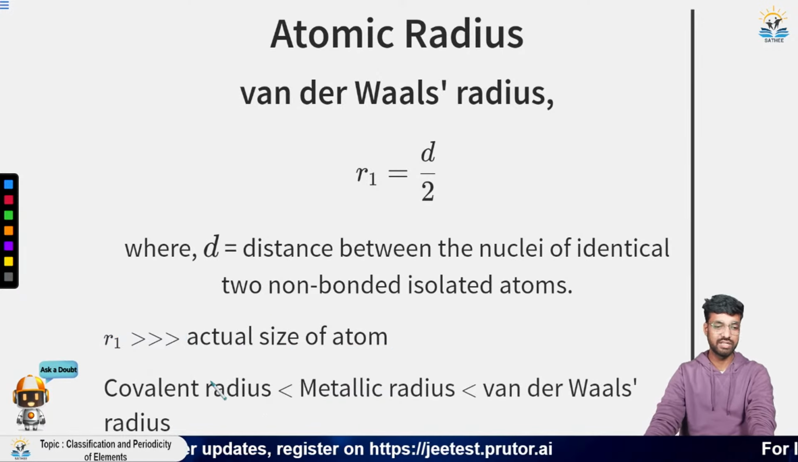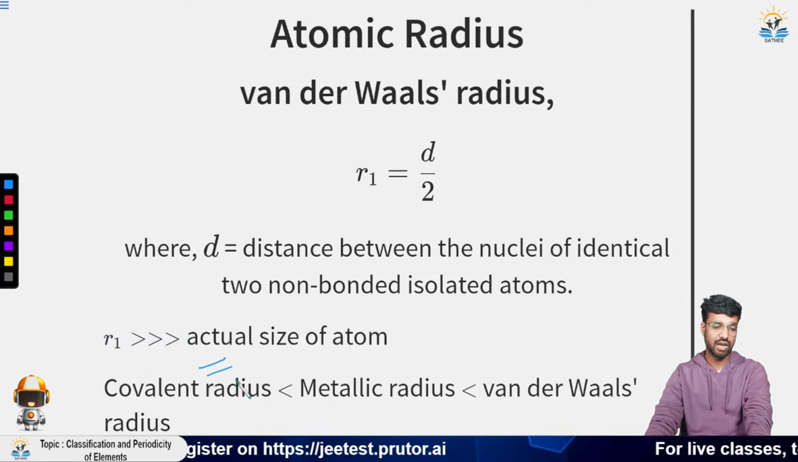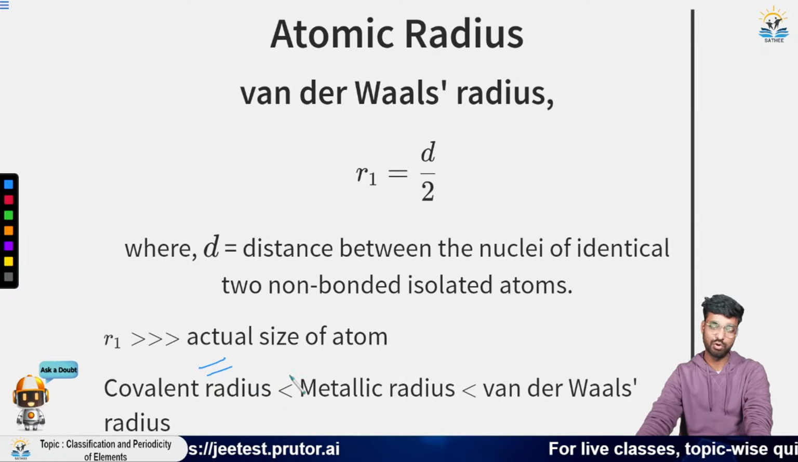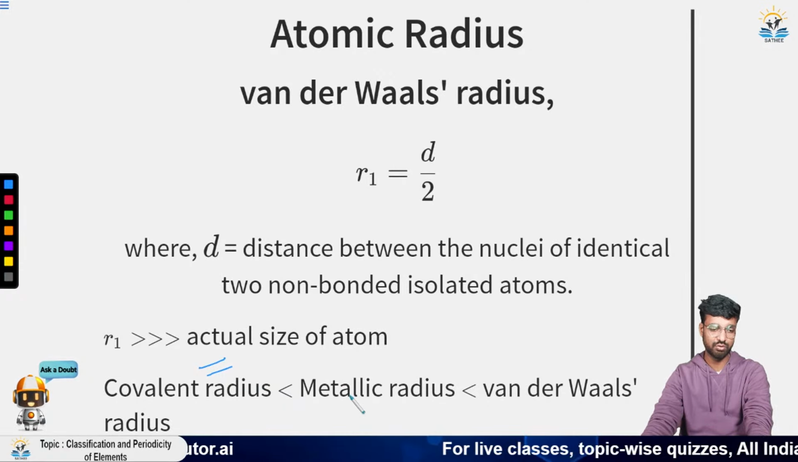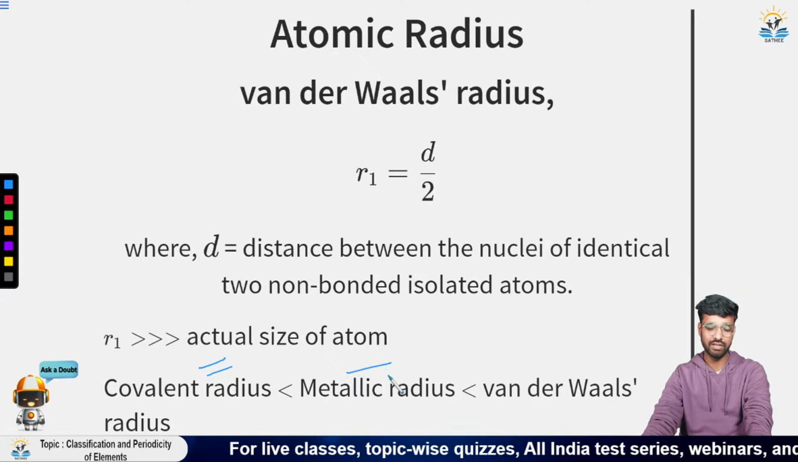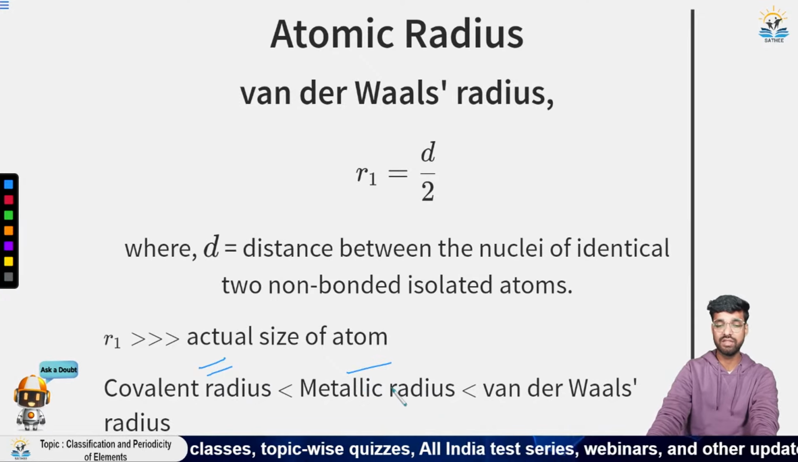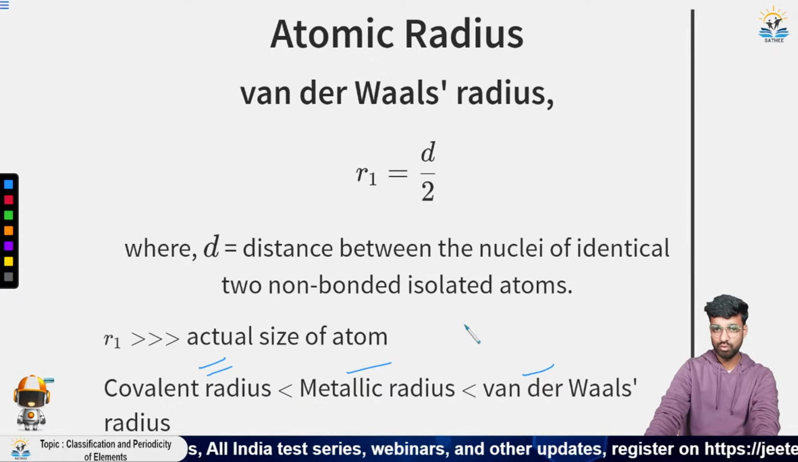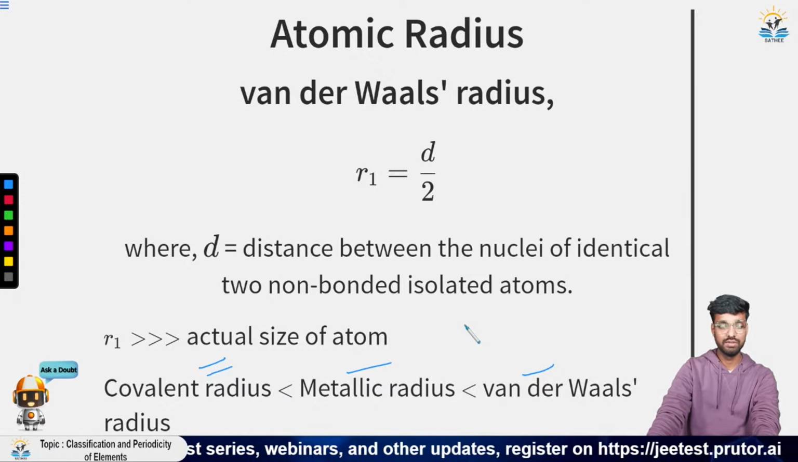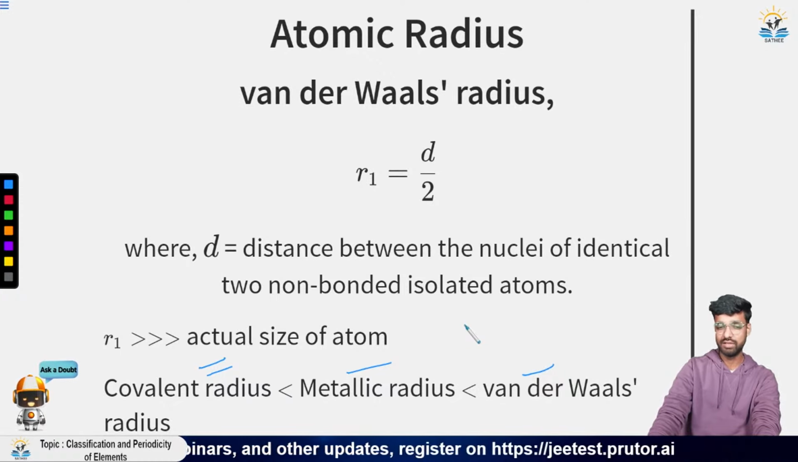Now if you consider the general trend, the smallest is the covalent radius, which is the distance between two covalently bonded atoms divided by 2. Then we have the metallic radius, which is the distance between the lattice ions divided by 2. Then the van der Waals radius, which is the distance between two non-bonded isolated atoms divided by 2. So this is the difference.